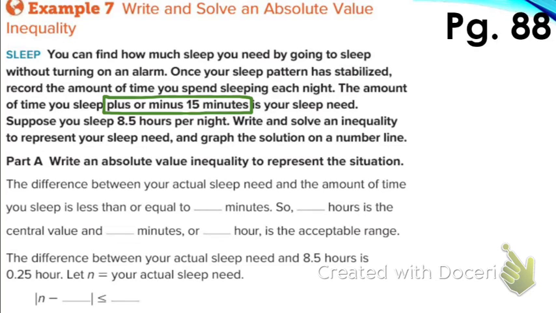Suppose, pretend with me for a moment, that you sleep for 8.5 hours each night once your pattern has stabilized. We want to write and solve an inequality to represent your sleep need. And we're going to graph it on a number line.